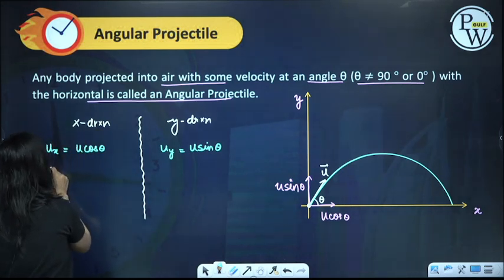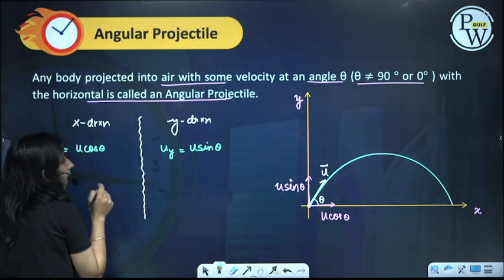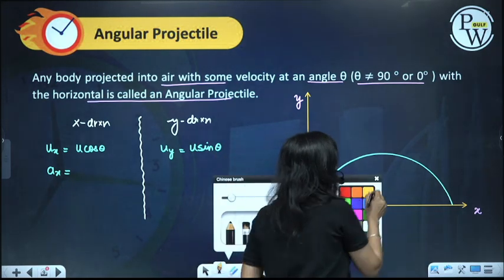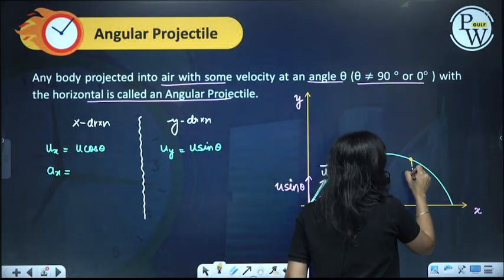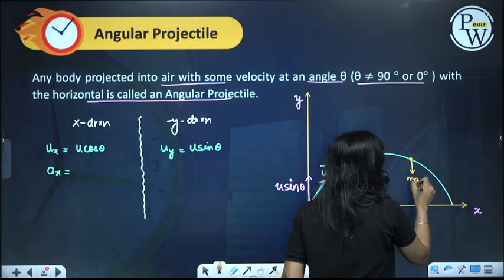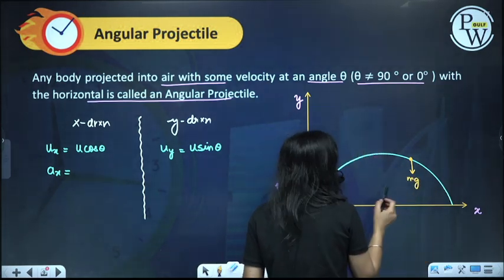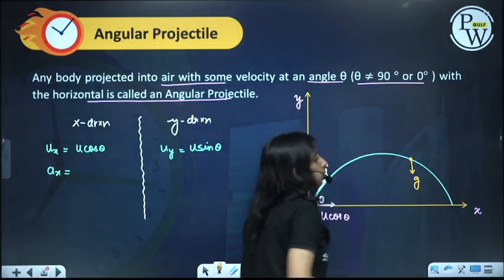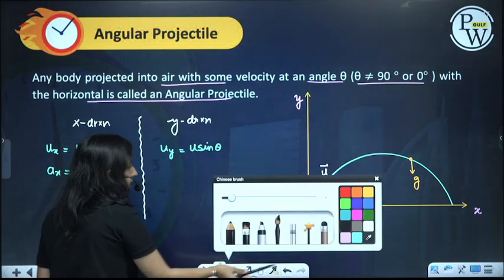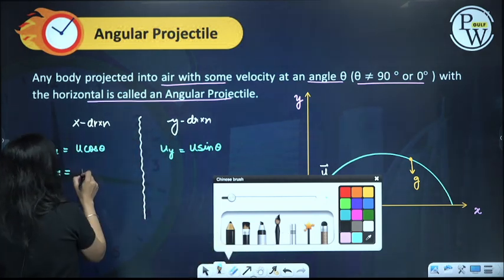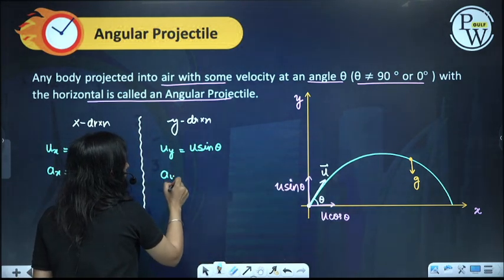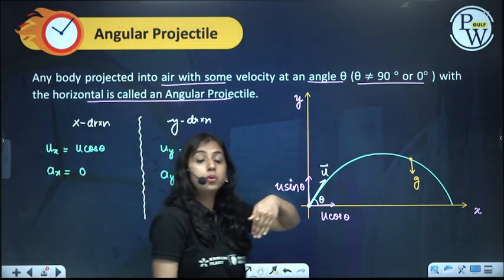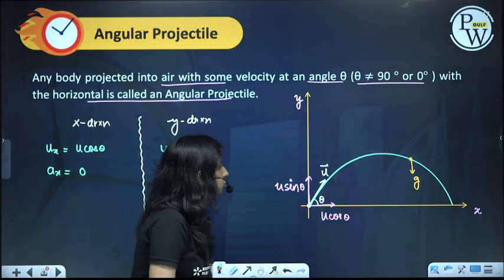What is my acceleration in x? Is there any force acting in x direction? No. At every point only the mg force is acting, or we can say it has acceleration due to gravity g downwards. Acceleration of the particle is only g downwards. So acceleration in x is 0, and acceleration in y is minus g, since it is acting downwards.